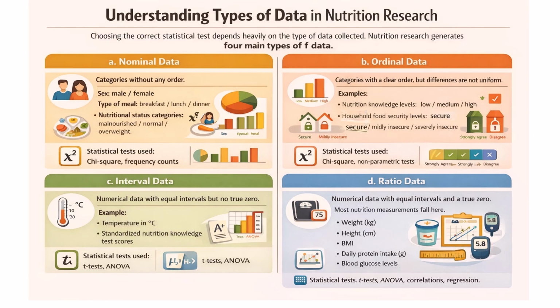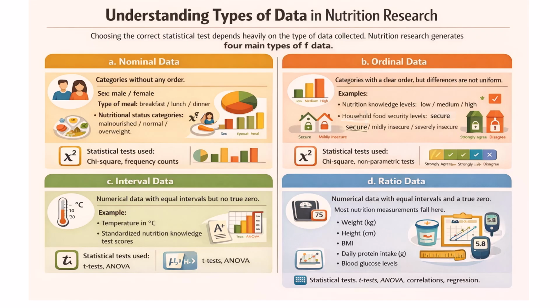Types of data. We have nominal data. Nominal data are categories without any order. We are looking at the sex, male or female, the types of meal, that is breakfast, lunch, or dinner. The ordinal data is the categories with a clear order, but differences are not uniform. For example, nutrition knowledge level. It could be low, medium, high.